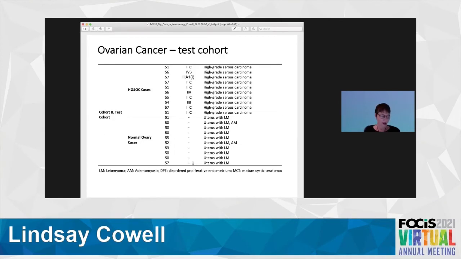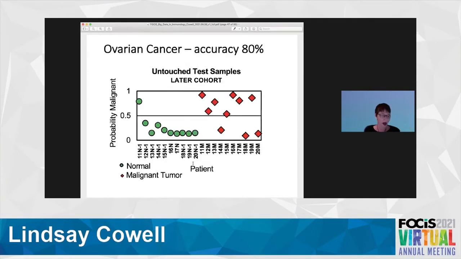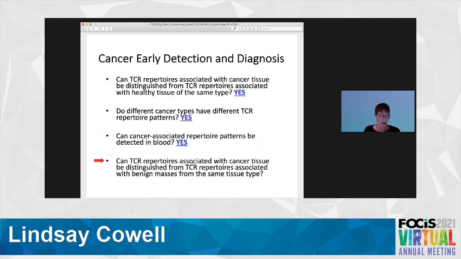So here we see the diagnoses for the 20 patients used as test data. These repertoires were not used at all for model selection and parameter fitting. And model accuracy here is 80%, with one misclassified healthy sample and 3 misclassified tumor samples. I think this drop in performance is expected when moving to test data, particularly given the relatively small size of our training set.